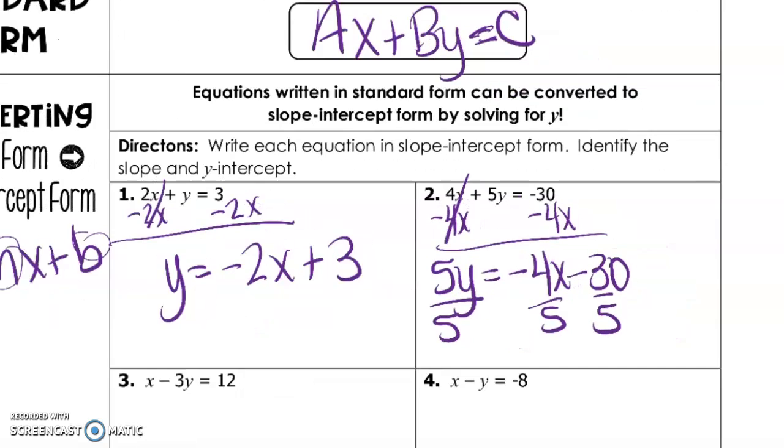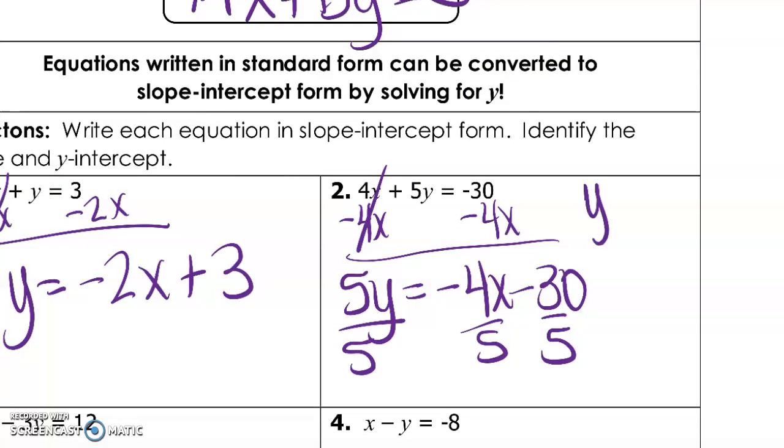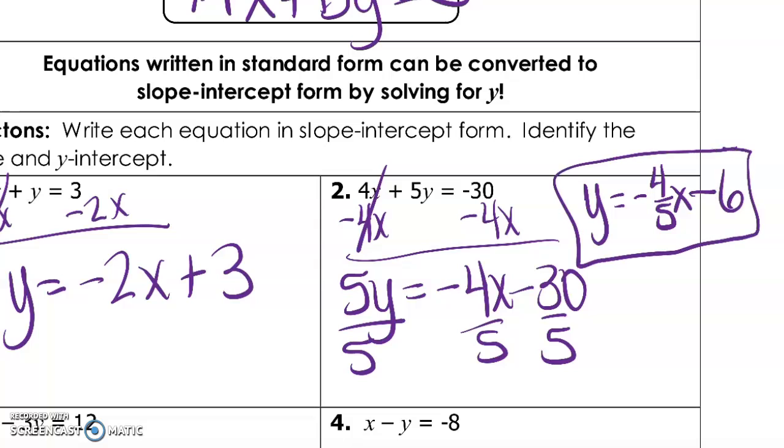So our final answer for number 2 is going to say y equals negative 4/5 x, do not make it a decimal, minus 30 divided by 5 is 6. So that is your final answer. It's okay to have fractions in your answer, because lots of times our slopes are fractions.